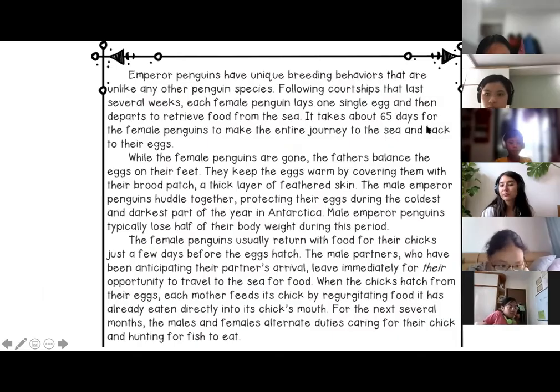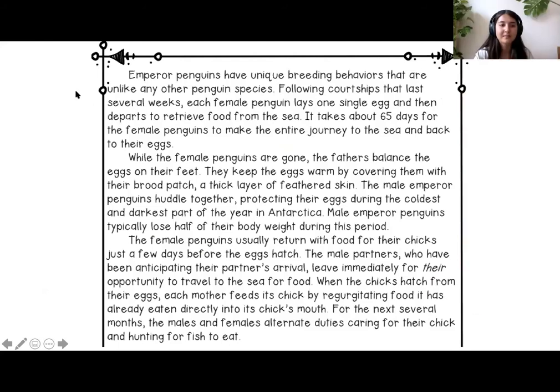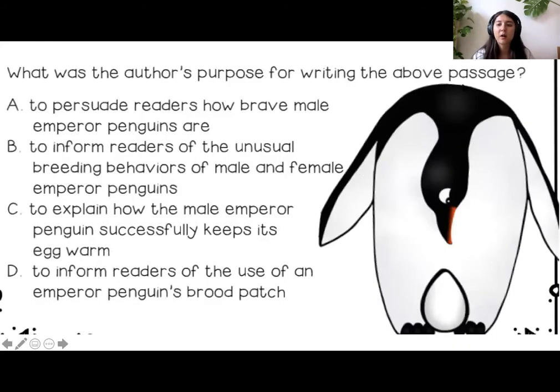Okay, guys, so just to review our homework. Last time we were in school, we were learning about author's purpose, which is why an author writes a story or a piece of writing. For homework, we had a little penguin worksheet where we had to read two entries and then decide what we thought the author's purpose was. I'm going to quickly read this to us, and then you're going to help me figure out what you think the author's purpose is. What do you think the author's purpose was for writing this piece of writing?